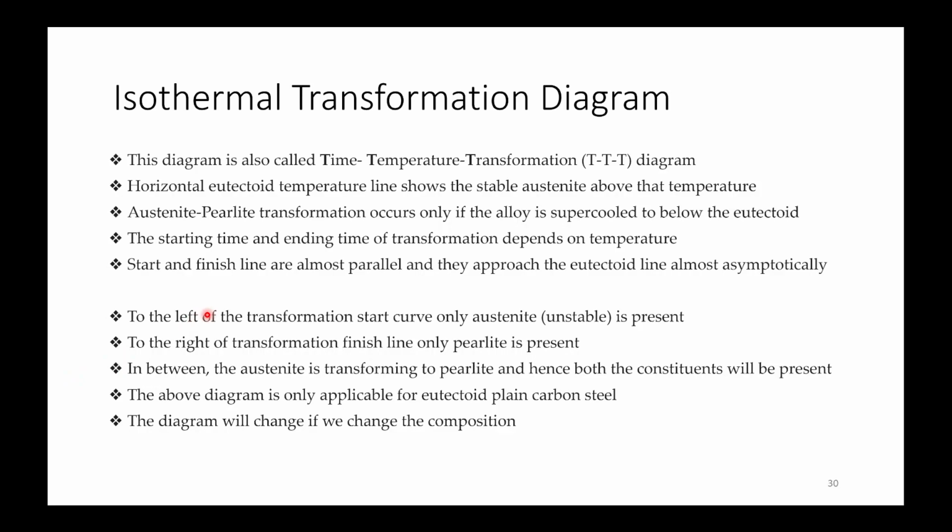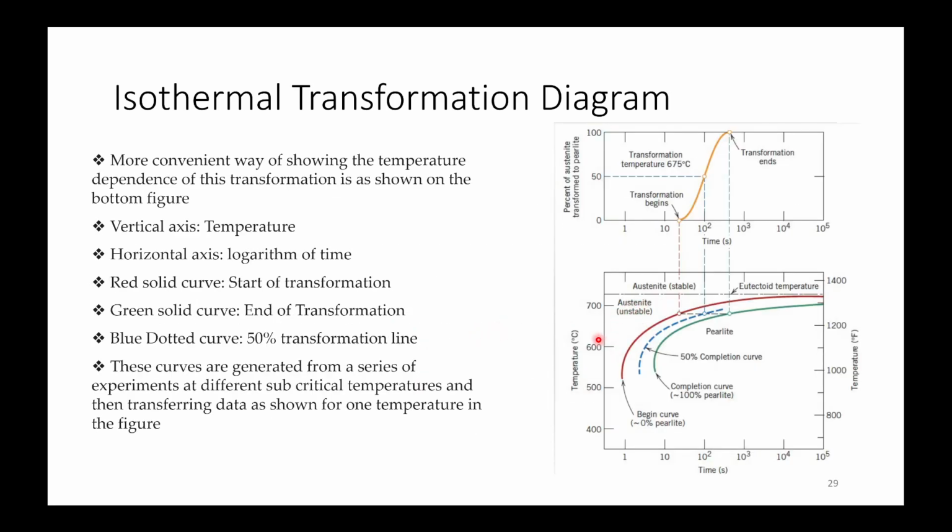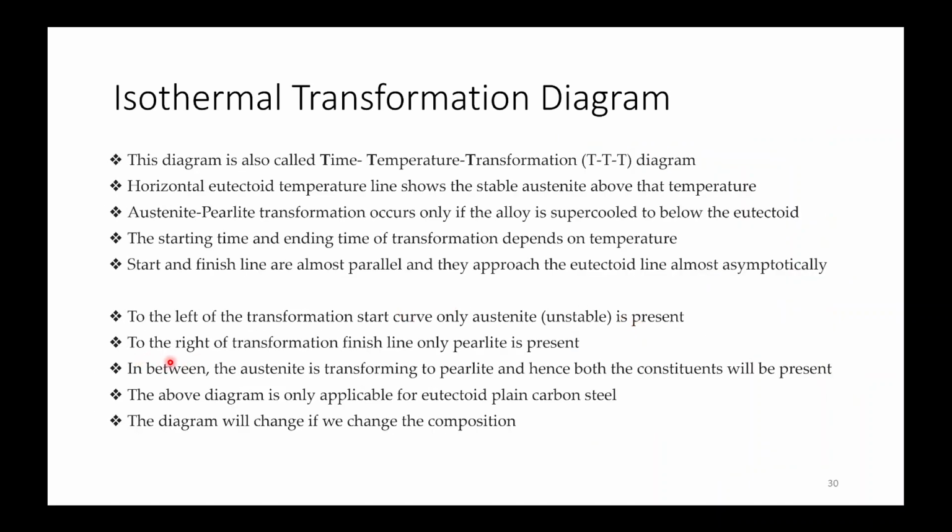To the left of the transformation start curve, only austenite is present. In this area you have unstable austenite, and to the right of the transformation finish line only pearlite is present. In between, the austenite is transforming to pearlite, hence both the constituents will be present. The above diagram is only applicable for eutectoid plain carbon steel, and the diagram will change if we change the composition.